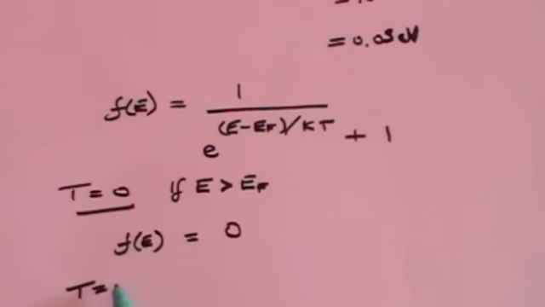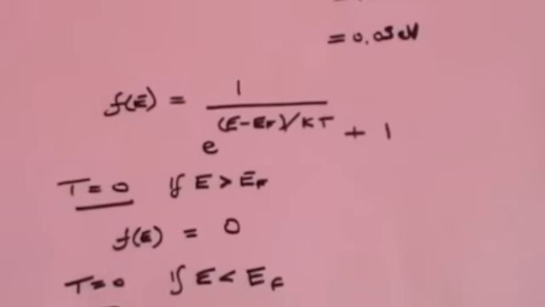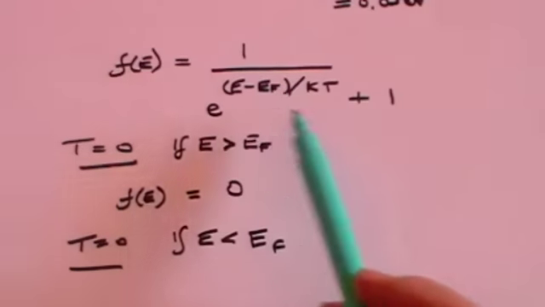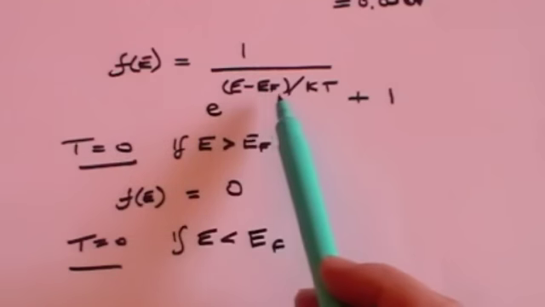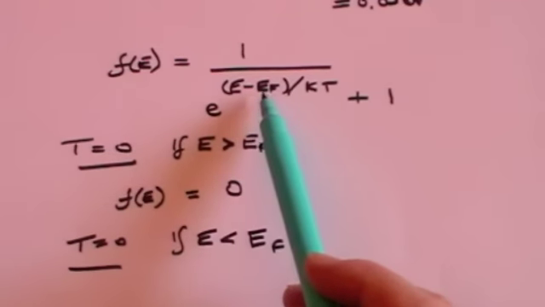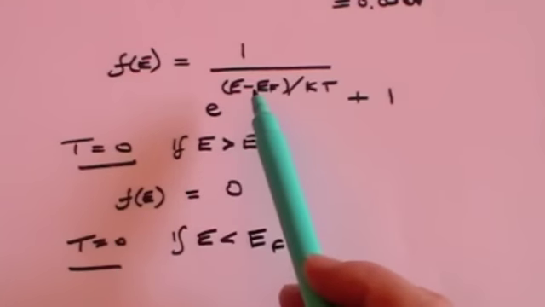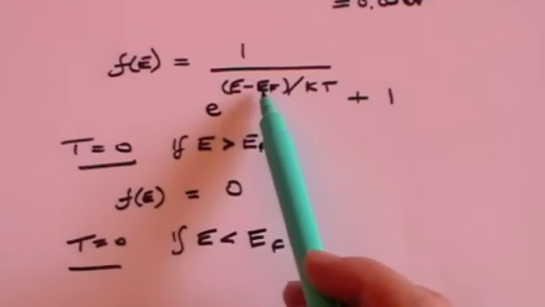Well, now let's keep T equals zero, but this time we're going to say what happens if the energy is less than the Fermi level. That means a level in this range here. Well, in that case, if we look at this formula, which tells us the probability, if E is less than EF, then E minus EF will be a negative term. And so that means that you effectively are talking about 1 over e to the (E minus EF).